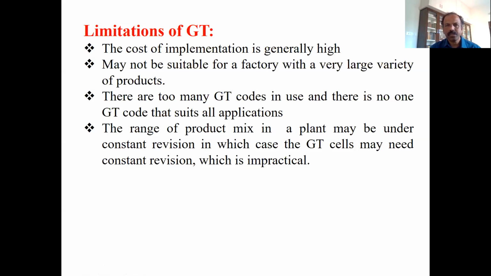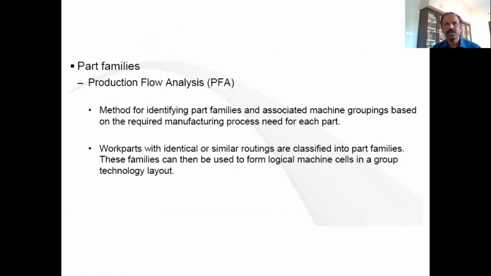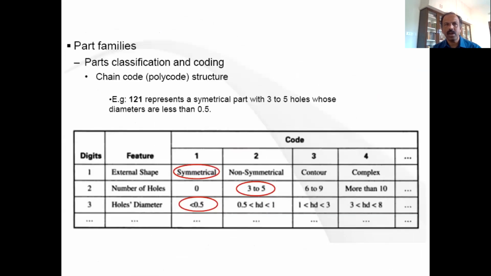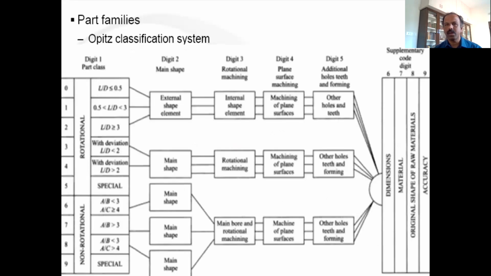Okay. Now we'll just, in a nutshell, understand what we have done in today's exercise, in this second half of the exercise. So we started our discussion with the OPTIZ classification system. We understood there are something called form codes, supplementary codes, and secondary codes. And we understood this, dear students.